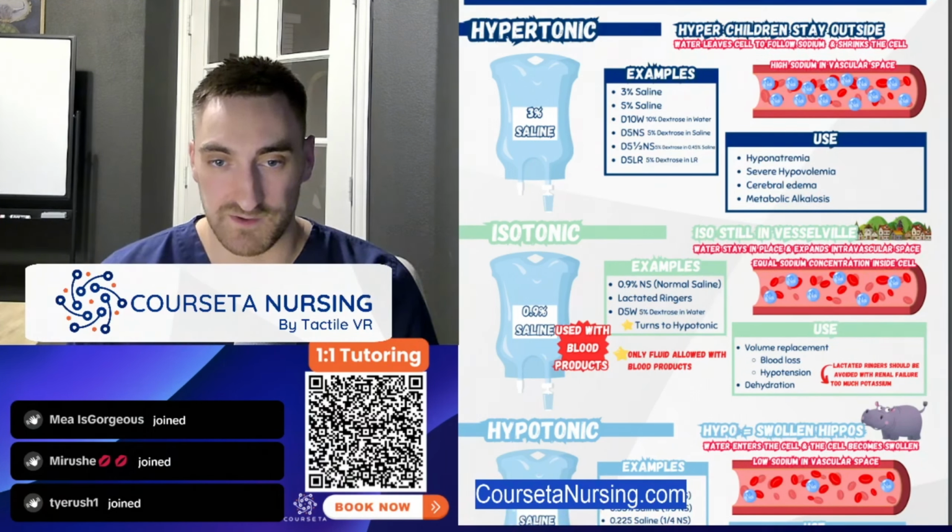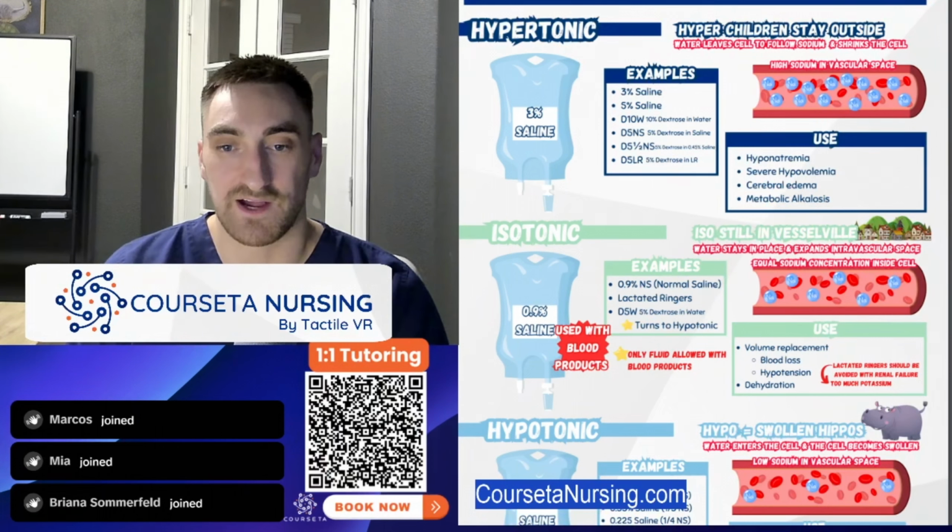All these fluids, once again, guys, are just talking about sodium. So when you see your 0.9% normal saline, or your 3% saline, your 5% saline, it's literally talking about the concentration of sodium. So don't overcomplicate it. Isotonic is the medium, literally between hypotonic and hypertonic. It's 0.9% normal saline, and lactated Ringer's is also considered isotonic.